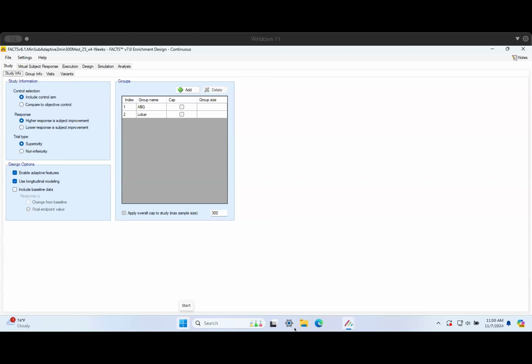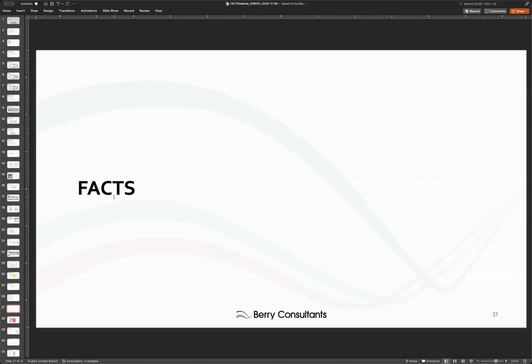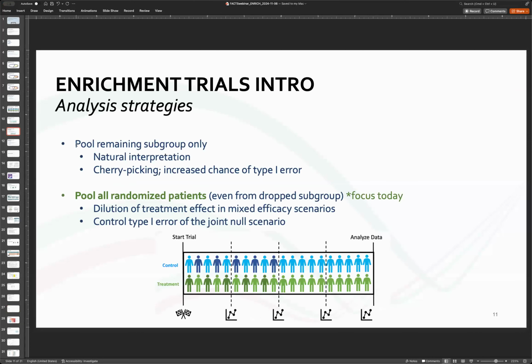Okay, one more. If you enrich, why do you claim success based on the posterior probability in the overall population, but not in the selected population? Yeah, it's a good question. It's really because when we use the overall population, when we use all enrolled, it gives us strict control of type 1 error. So this was the difference between these two analysis strategies.